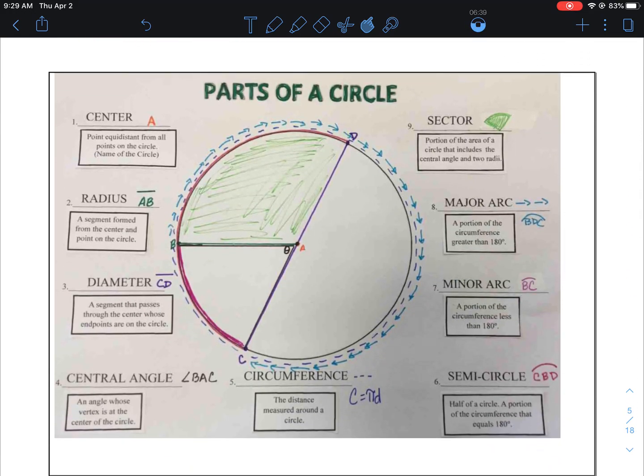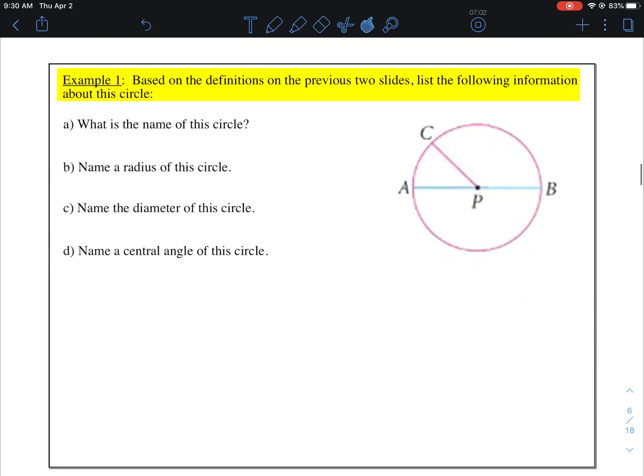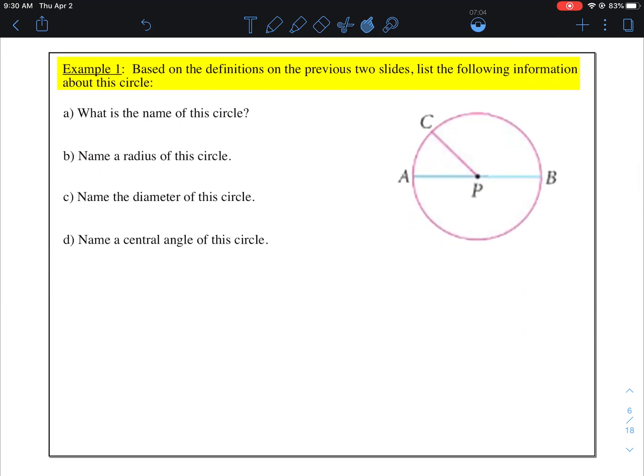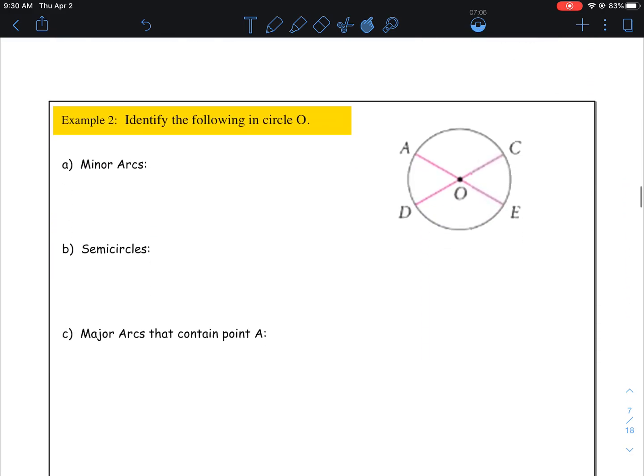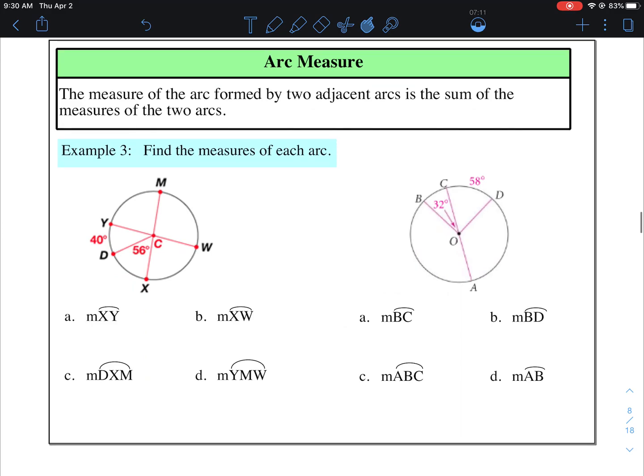Some words that we're not really getting into a ton today, but we will later, are a sector. That's almost like a pie piece. That's this guy right here. That'll be the next set of notes. And we won't really discuss the formula for circumference until next time. So basically what we're going to do is talk about major and minor arcs. So right here, we're going to name some vocab terms. And then on the next set, we're going to talk about identifying the arcs. And then lastly, their measure.